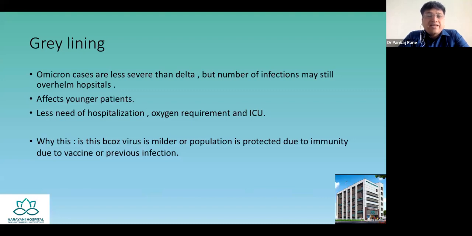So what is the silver lining in Omicron? We know that Omicron is going to spread rapidly. We are going to get a rapid increase in cases. In Nashik, we feel that in the next 1 or 2 weeks we can get a peak. Cases will rise sharply. Omicron cases are less severe than Delta, but the number of infections may still overwhelm hospitals. Because the number of infections will be very high, even if the percentage of serious cases is low, it will overwhelm the hospital system.